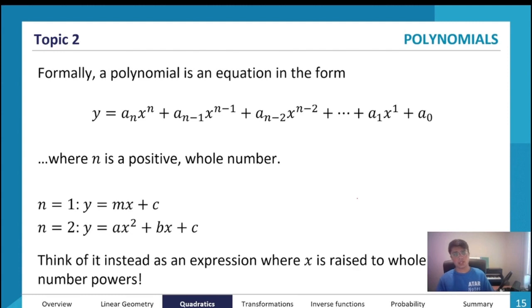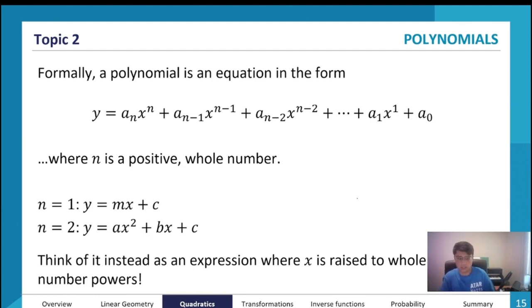Okay, so that's linear equations. Again, since you've covered this in previous years, I won't go too much in depth with it. In Methods 1, 2, you get introduced to this idea of polynomials. Now, you've dealt with quadratics, that's also a polynomial, but in Methods 1, 2, you'll start exploring cubics as well as quartics. Those are higher order polynomials.